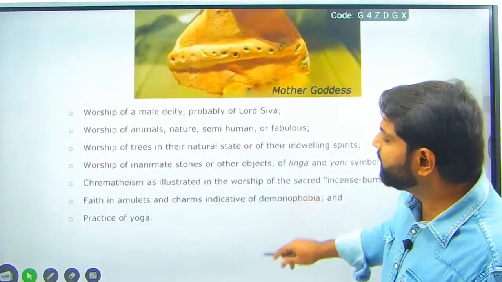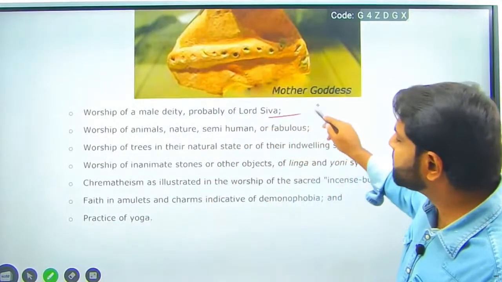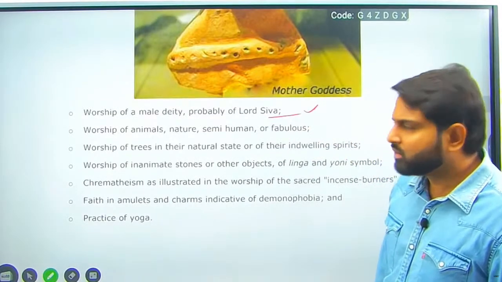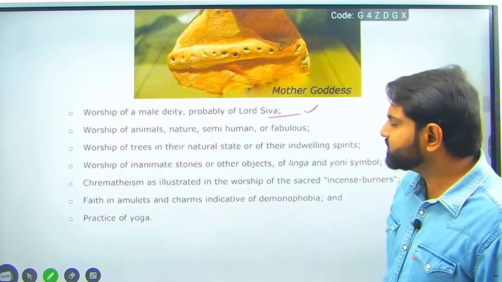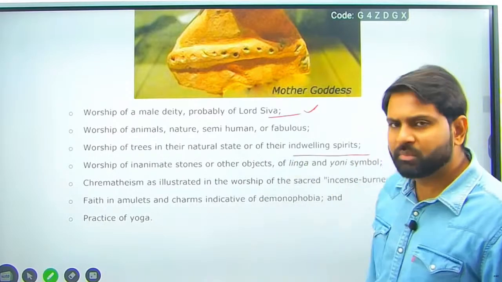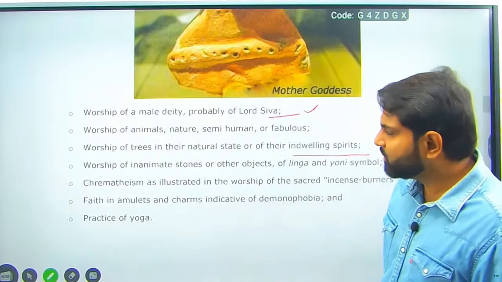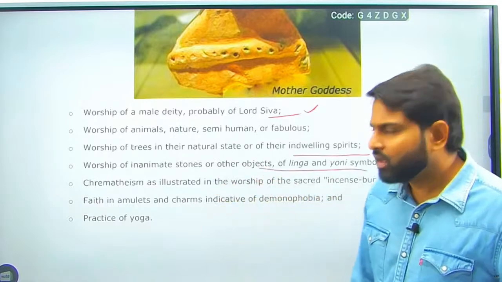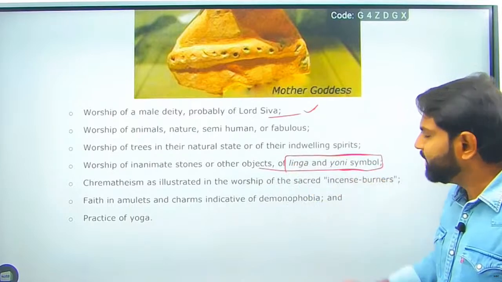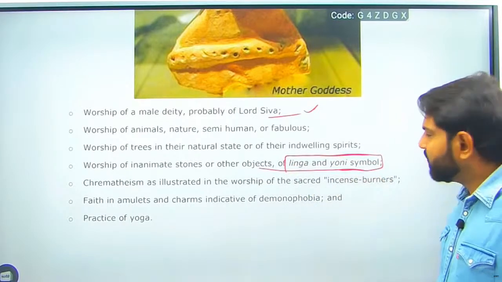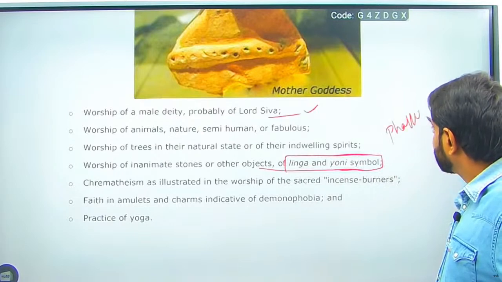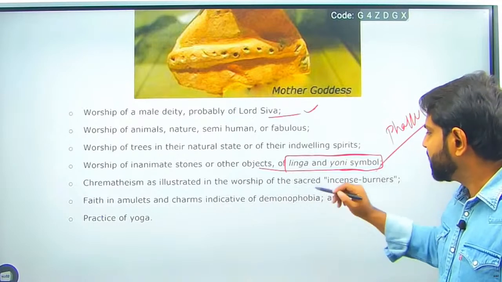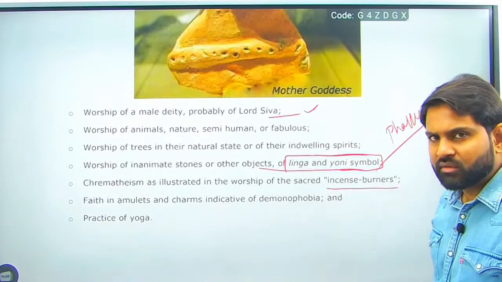Worship of a male deity, Lord Shiva, considered as Shiva, Pasupati. Worship of animals, nature, semi-human forms are there. Worship of trees in their natural state and their indwelling spirits, like Avatar movie. Worship of inanimate stones or other objects, like Linga and Yoni symbol. So Linga and Yoni symbol. So reproductive cultures, Phallus culture. Fetishism, as illustrated in the worship of sacred incense burners, what we do even now.